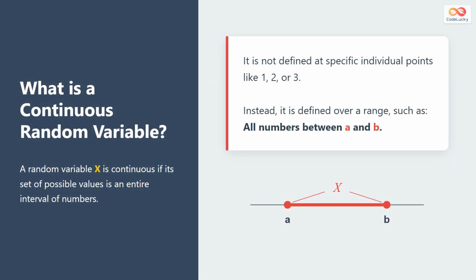So, how do we define this mathematically? A random variable x is considered continuous if its possible values form an entire interval of numbers. It is not defined by a specific list of numbers like 1, 2, or 3. Instead, it is defined by a range. For example, x could be any real number between a lower bound, a, and an upper bound, b.